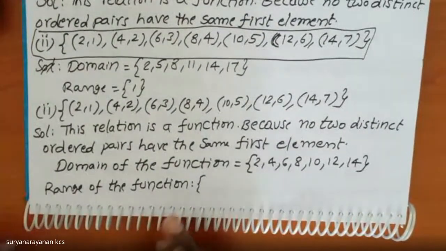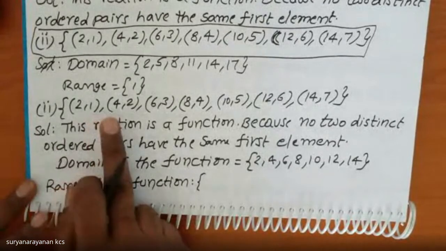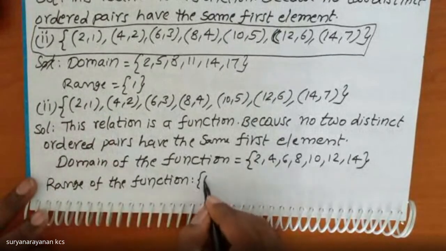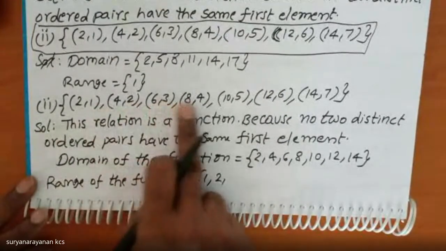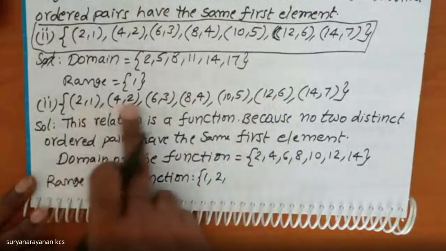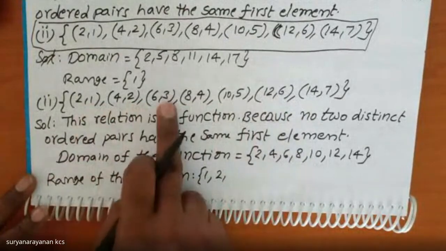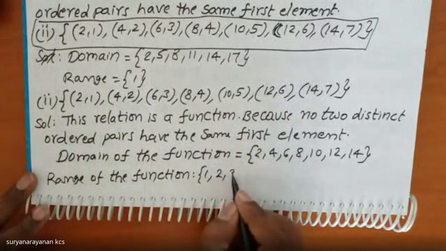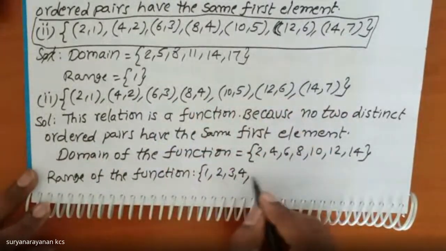What is the range of the function? Yes, very good, my dear Percy. Range is the set of all second elements in the ordered pairs. So 1, 2, 3, 4, 5, 6, 7.